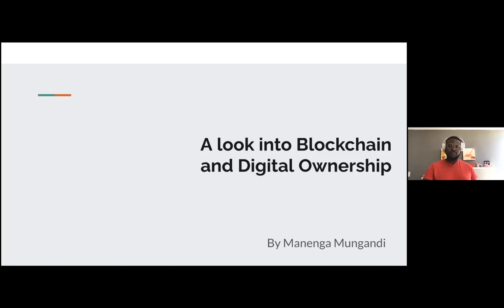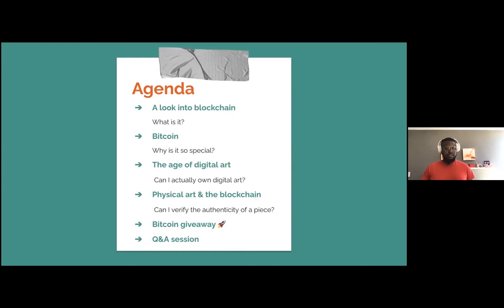We have a very interesting agenda set out for today. Some of you may have already picked this up from the poster, but for those who haven't, allow me to outline it once more. We'll start by looking into blockchain, what it is, and how it's used, looking at Bitcoin and what makes it so special. We'll take a quick break before moving on to the age of digital art. I'll then talk a bit about how this technology has been used in the art world with physical art, concluding my talk with a Bitcoin giveaway, followed by a Q&A session. So, with all that said, let's begin.